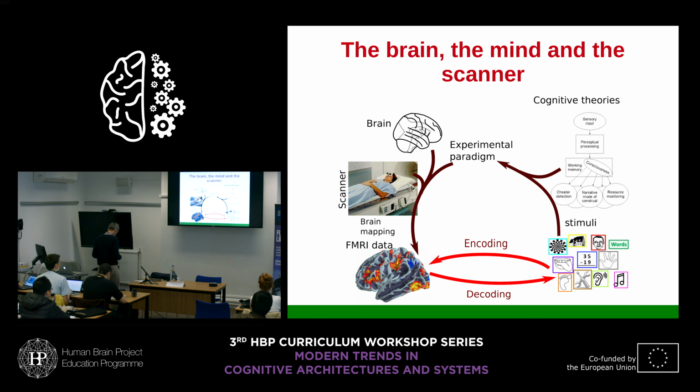So this is my framework. I'll be talking mostly about functional magnetic resonance imaging, and I will assume that you kind of know what fMRI is, but this will be your crash course on fMRI if you need it. Typically in cognitive neuroscience, you may want to assess some theory of how the brain works, some cognitive theories.